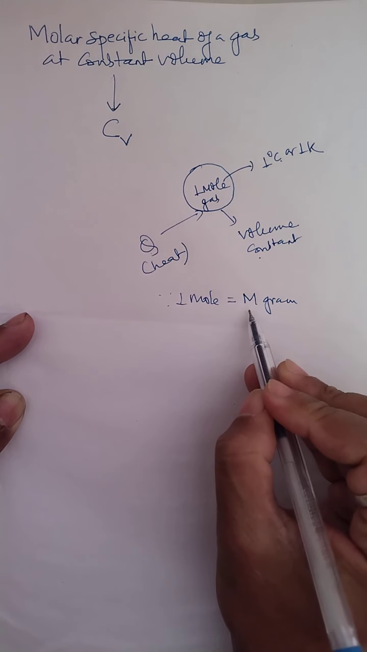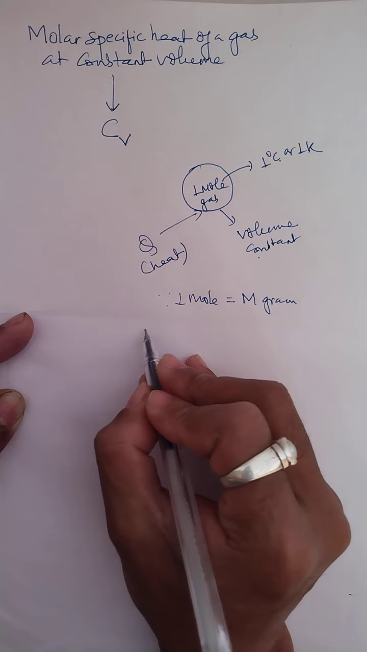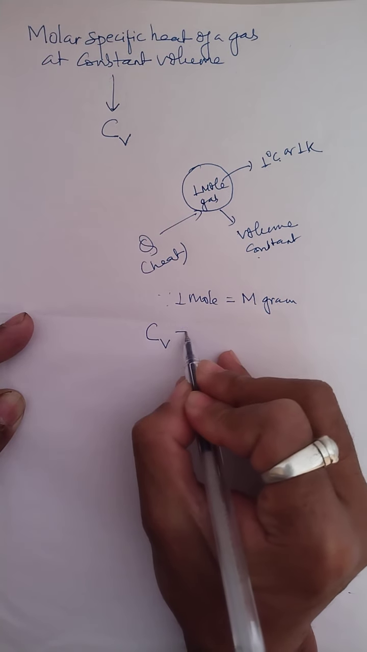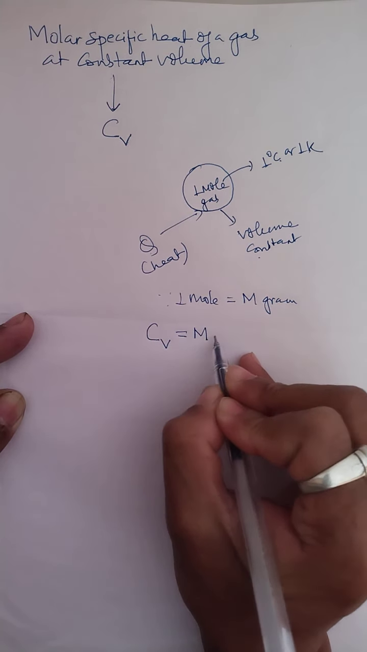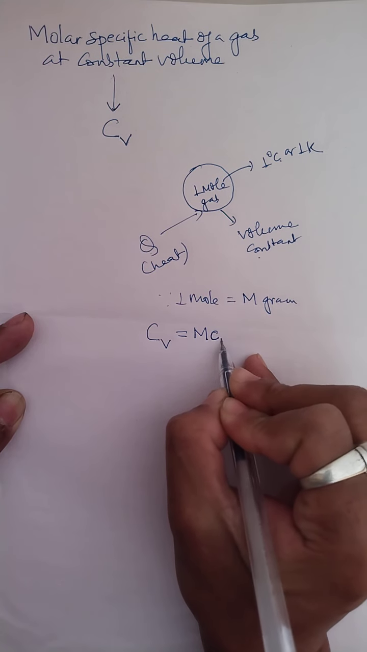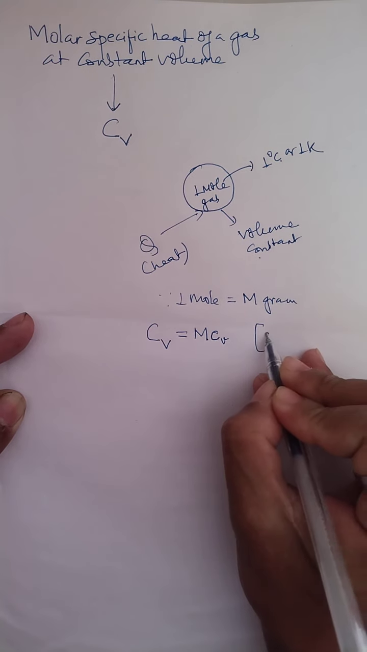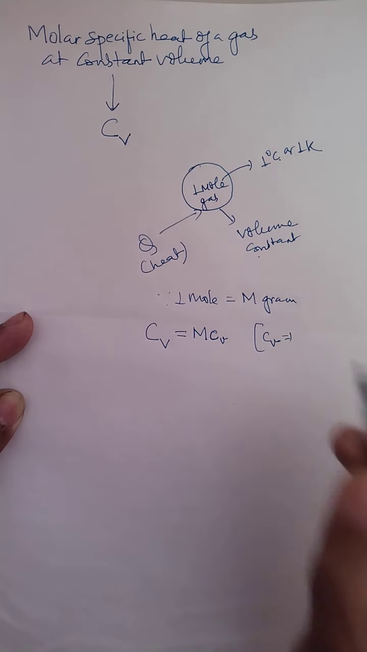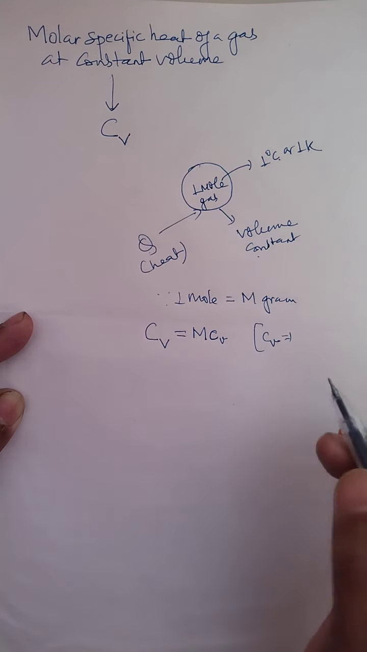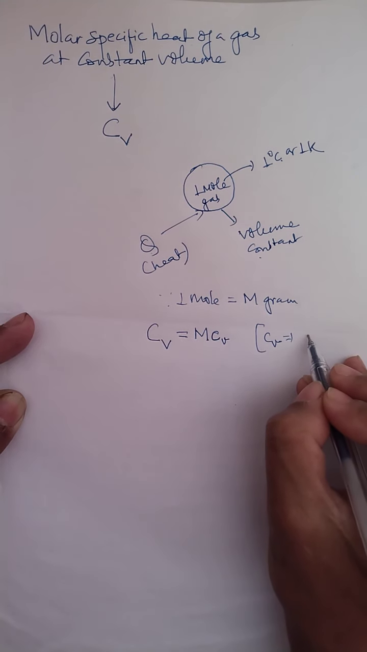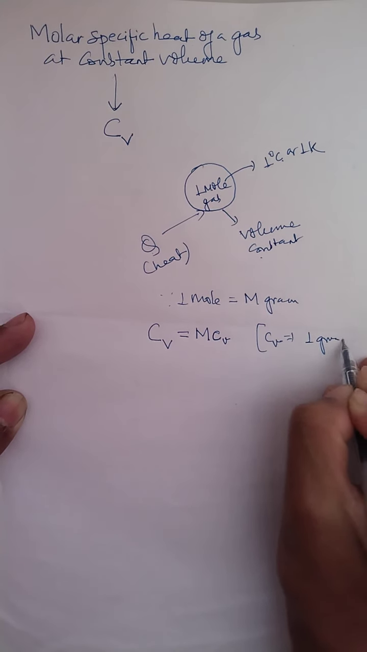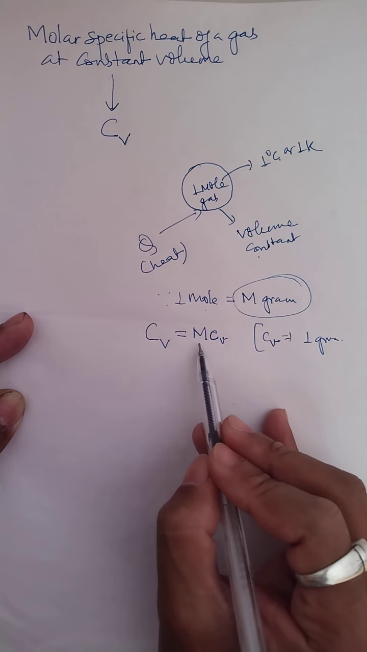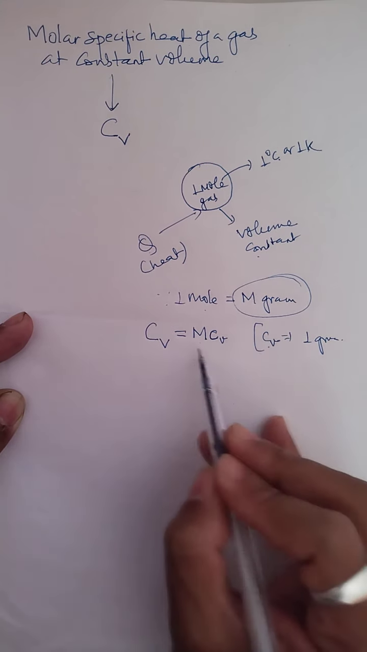Now M is the molecular weight of the gas. So the molar specific heat at constant volume of the gas, that is capital Cv, is also equal to M into small letter cv, because small letter cv is the specific heat, or specific capacity, of the gas for 1 gram of gas. But you know, for 1 mole of gas, how many grams are there? M grams. So I just multiply this small letter cv by M.